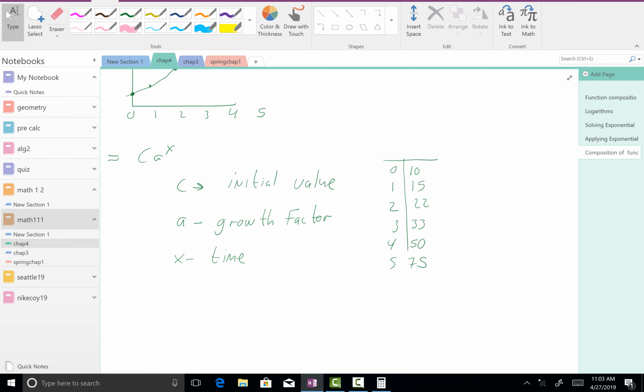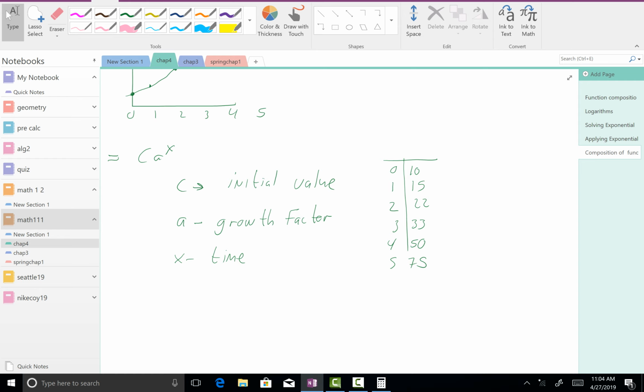So if we come down here and go y equals, and the initial value was 10, and then times 1.5 to the x. I'm going to change this color to something different. Then you can see that it goes through those points real nice, all right? Because the growth factor is 1.5, right?